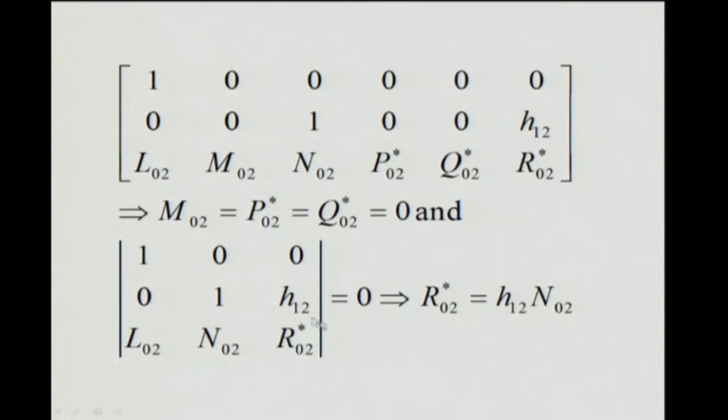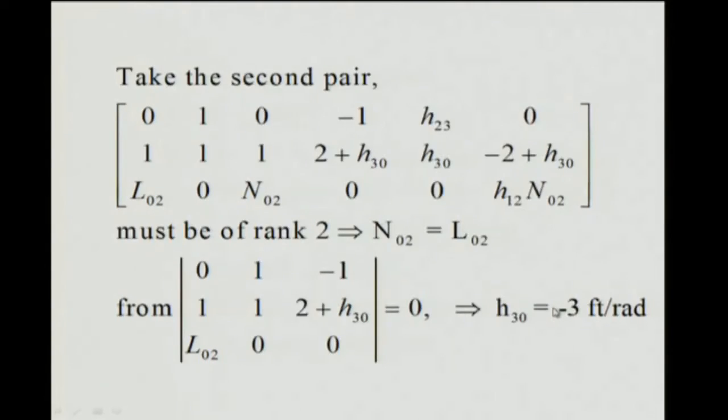Now, if I take this, 1, 0, L02, 1, 1, N02 and 1, H12, R02, from this you get R02 is equal to H12 N02. So you use this relationship here. The same 3 things are now simplified. I have put in some values which I solved earlier. From this first 3 you get N02 is equal to L02, and from this one you get H30 is equal to minus 3 feet per radian. Clear?